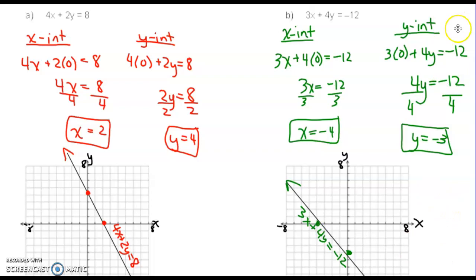Much better. Okay. For my y-intercept, now I'm subbing in 0 for x. 3 times 0 plus 4y equals negative 12. 4y equals negative 12. Divide both sides by 4. And we have y equals negative 3. That should be right there. And there's my line. See if I can connect these points a little bit nicer. There we go. So there we have the line 3x plus 4y equals negative 12.